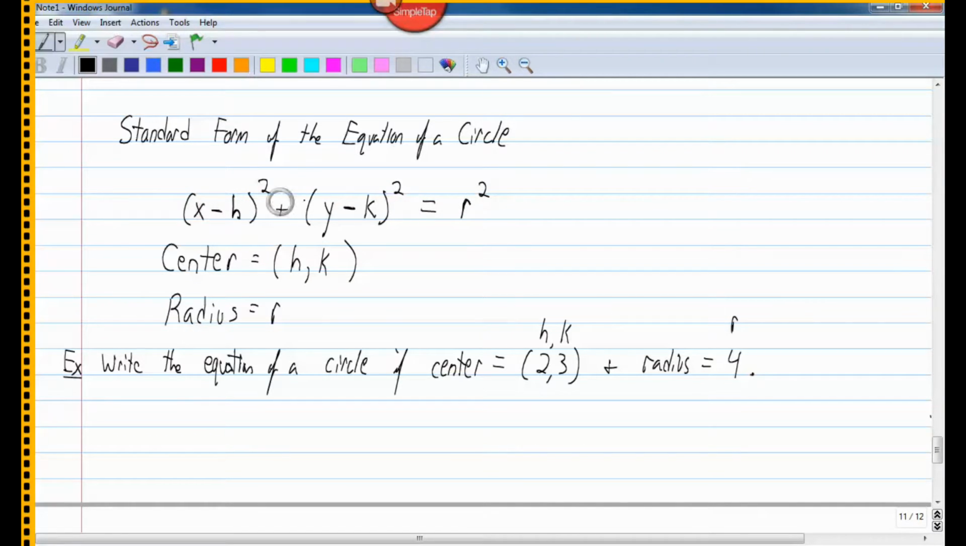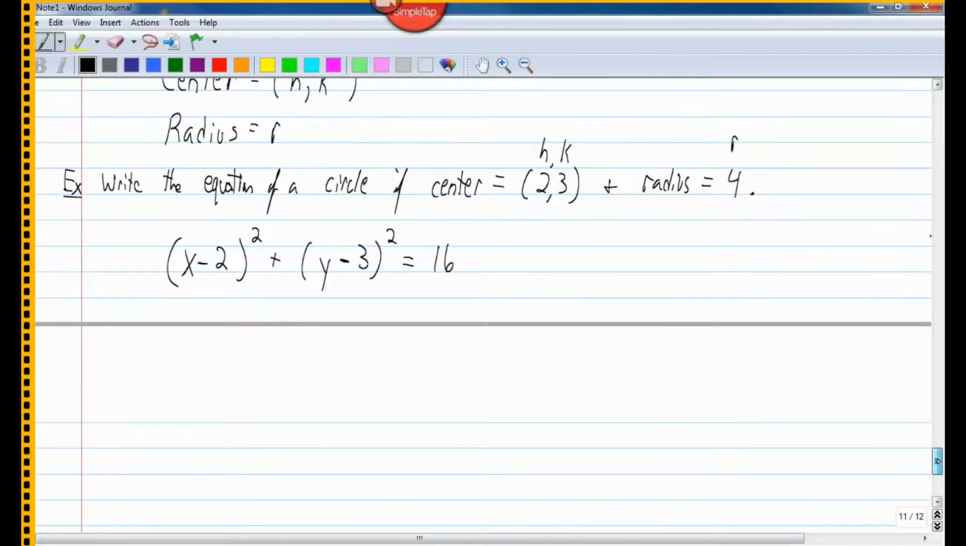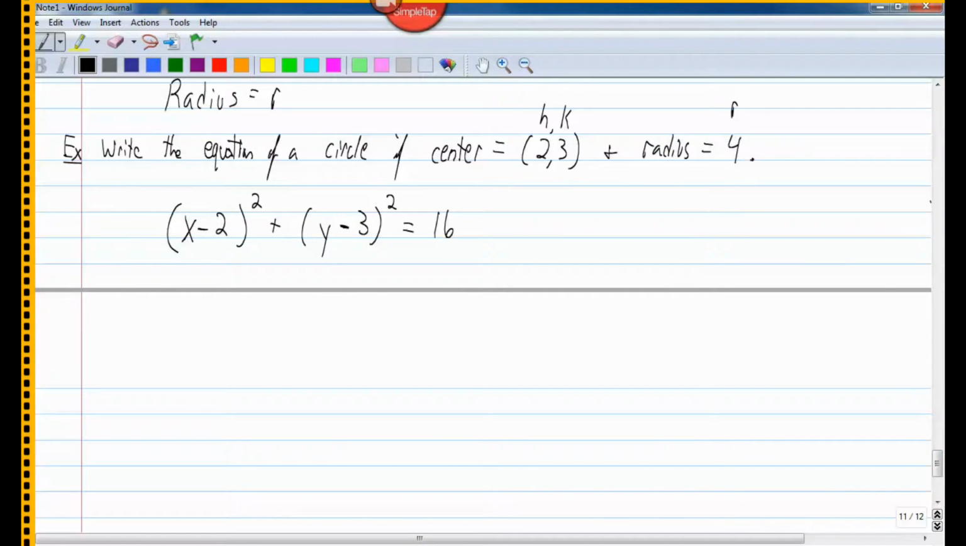So look at this formula here. So you say (x - 2) squared plus (y - 3) squared equals, what's 4 squared? 16. Okay? So notice that we have a minus in front of the 2 and a minus in front of the 3. That's because the center is a positive 2, positive 3. And then the radius is 4. Whatever number out here, you need to square the radius to get that.